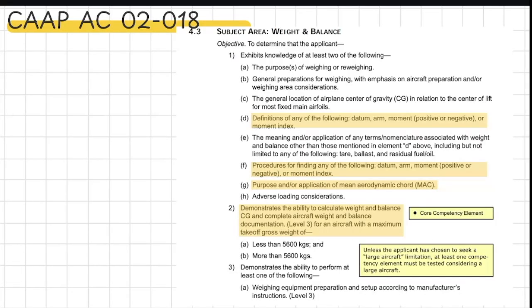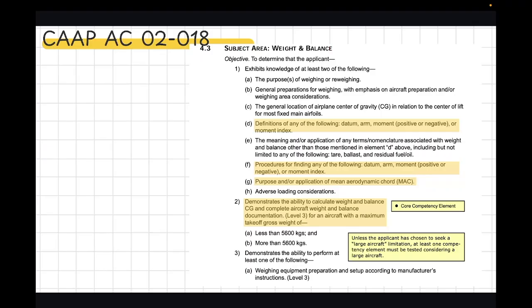So, CAP released this Advisory Circular 02-018 where all maintenance technicians skill test standards na apply sa ating lahat students, and kasama doon sa mga subjects na kailangan pag-aralan is the weight and balance. So, here, ang highlighted that hopefully that we can discuss, kahit short discussion lang, is the definitions and the procedures regarding datum, arm, and moments, then the application of the mean aerodynamic chord or the Mach, more of it later.